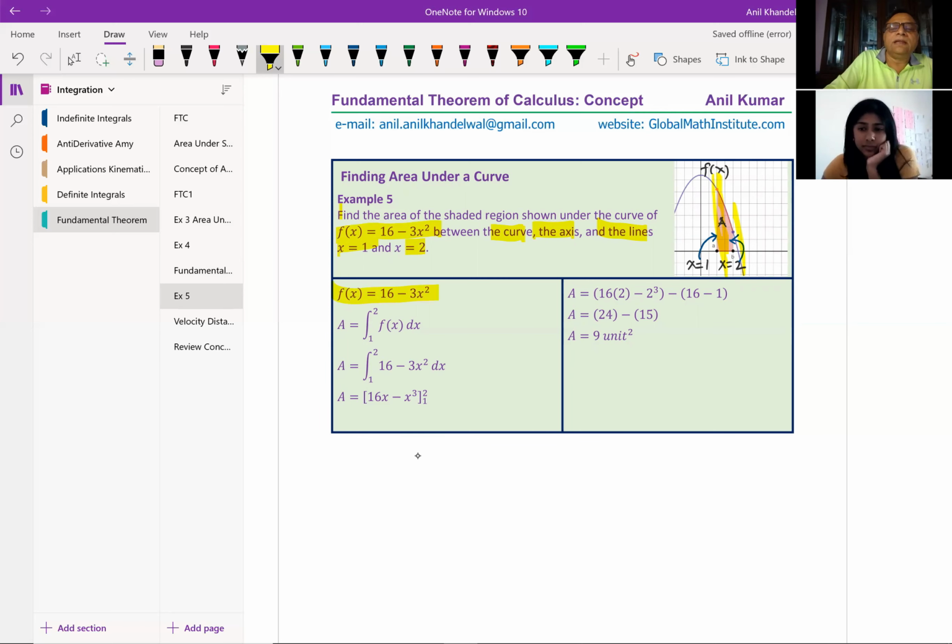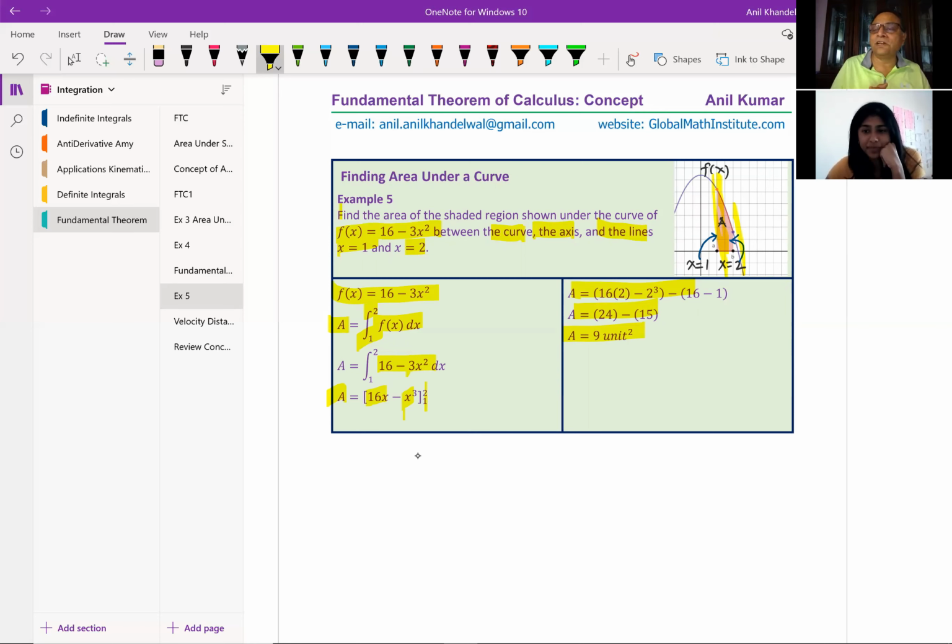We know area is related to the antiderivative. So I can find the integral of the function with the boundaries 1 and 2. This is the function 16 minus 3x squared. You can apply your power rule formulas. So you get 16x minus x cubed, as 3 and 3 cancel. Limits 1 to 2. That is the area. Substitute and calculate your answer. You get 9 units squared as your answer. Do you see how simple the solution is? Yes, very simple.